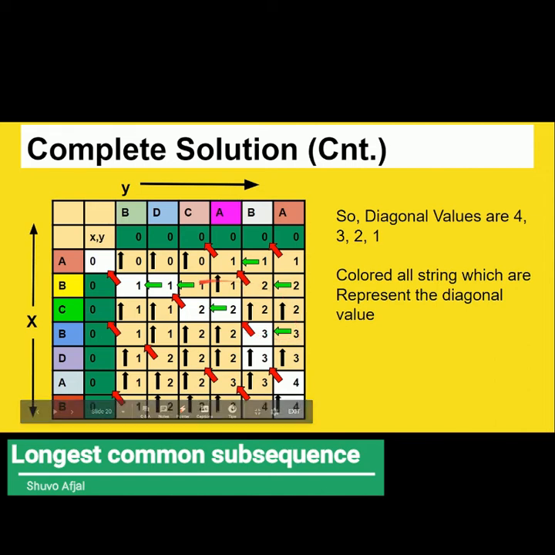After completing the steps, we find all the diagonal values. My diagonal values are 4, 3, 2, 1. I color all the strings which represent the diagonal values. That means 4 is a diagonal value, so I colored A.